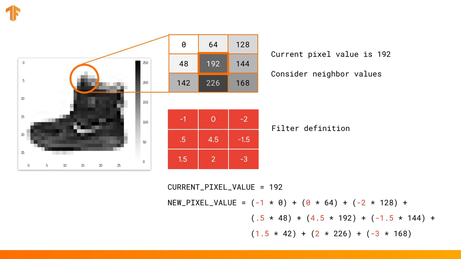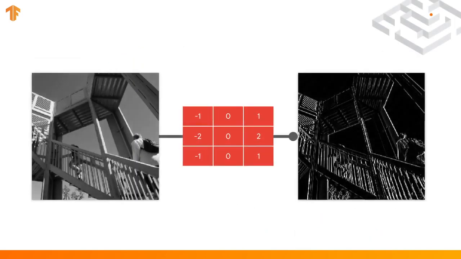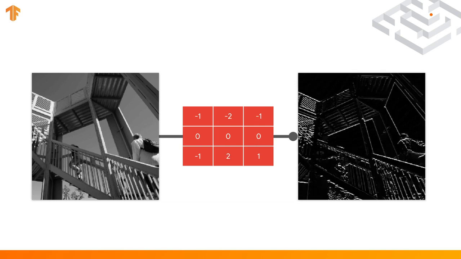Now this might seem a little odd, but check out the results for some filters, like this one, that when multiplied over the contents of the image, it removes almost everything except the vertical lines. And this one, that removes almost everything except the horizontal lines.